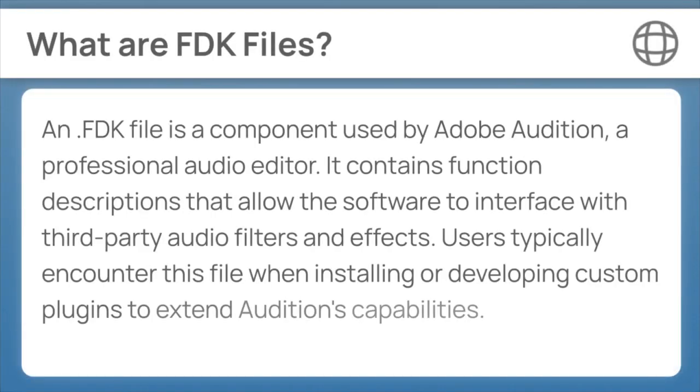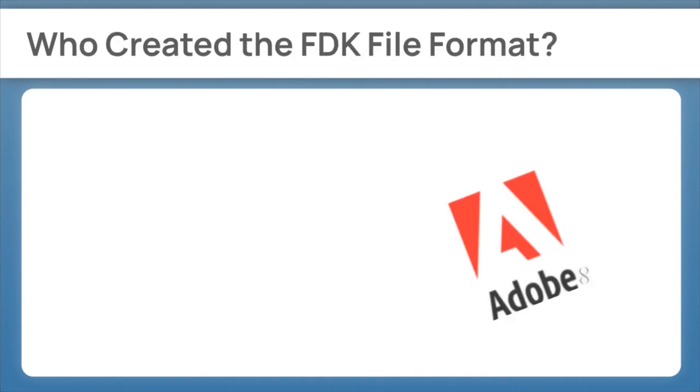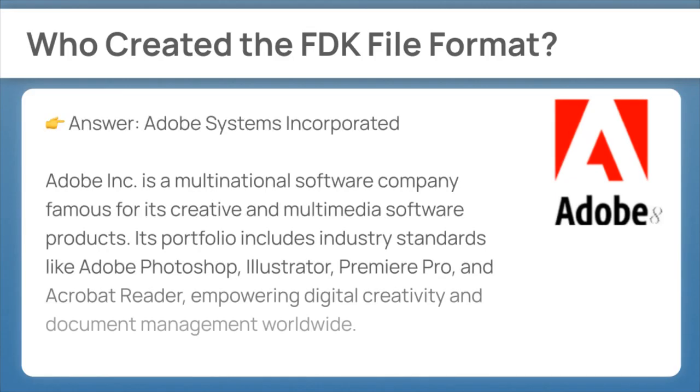An FDK file is a component used by Adobe Audition, a professional audio editor. It contains function descriptions that allow the software to interface with third-party audio filters and effects. Users typically encounter this file when installing or developing custom plugins to extend Audition's capabilities.